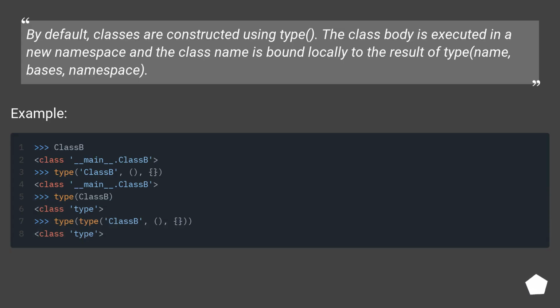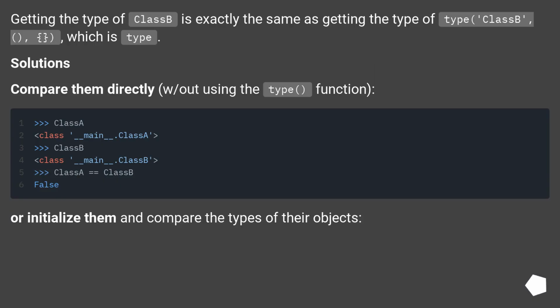By default, classes are constructed using type. The class body is executed in a new namespace and the class name is bound locally to the result of type(name, bases, namespace). Example. Getting the type of a class is exactly the same as getting the type of the type class, which is type.